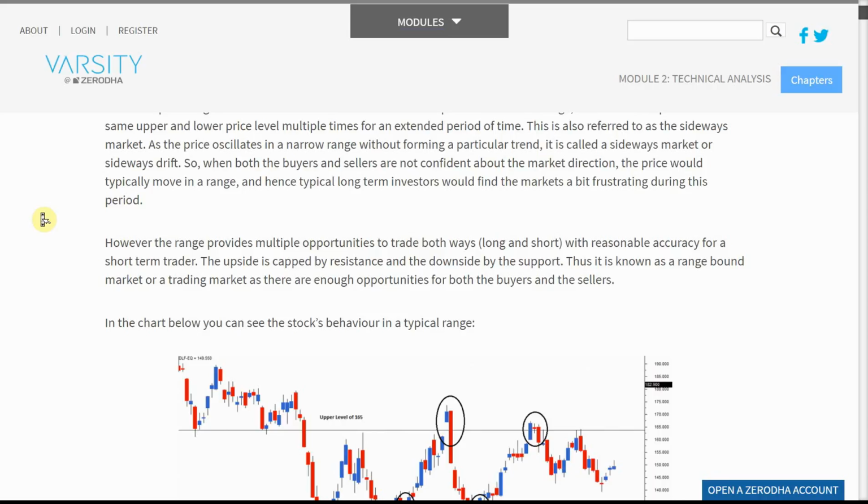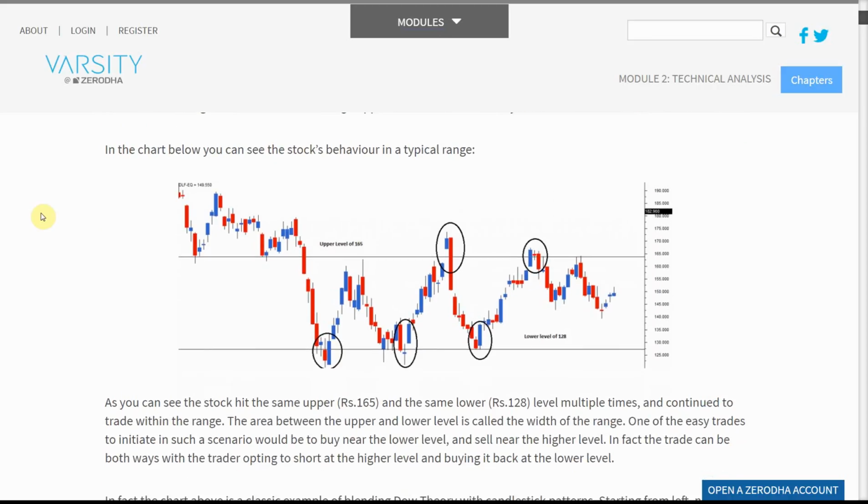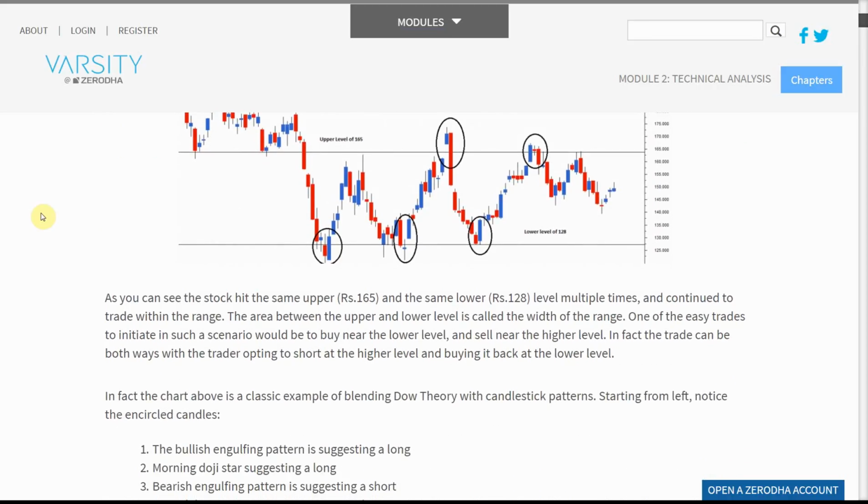The upside is capped by resistance and the downside by the support. Thus it is known as a range-bound market or a trading market, as there are enough opportunities for both the buyers and the sellers. In the chart below you can see the stock's behavior in a typical range. As you can see, the stock hit the same upper 165 rupees and the same lower 128 rupees level multiple times, and continued to trade within the range.